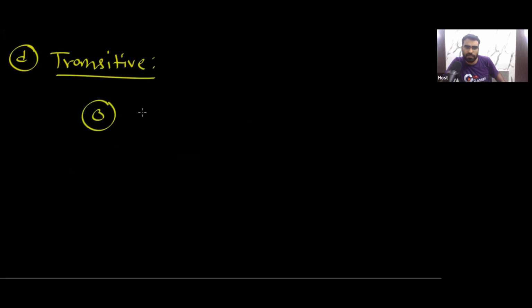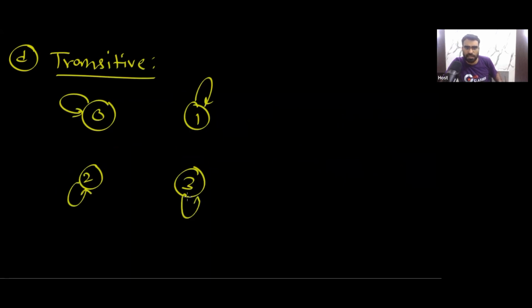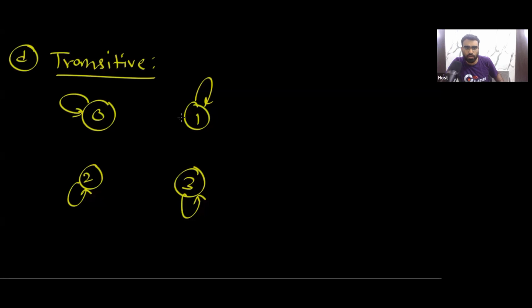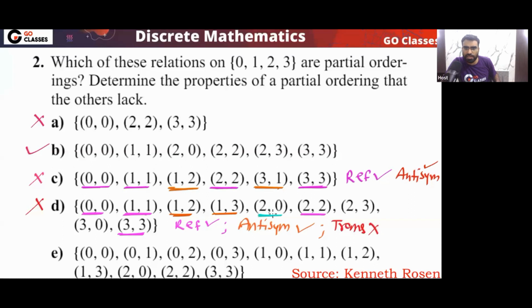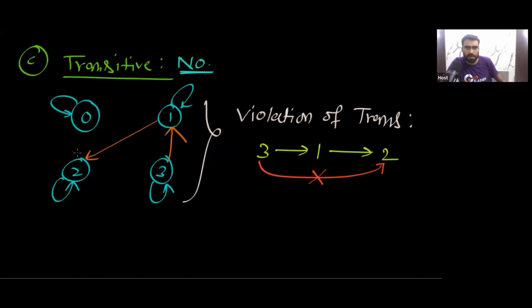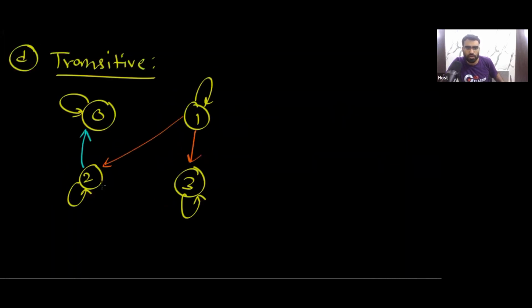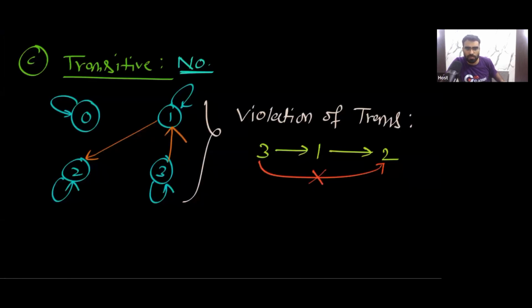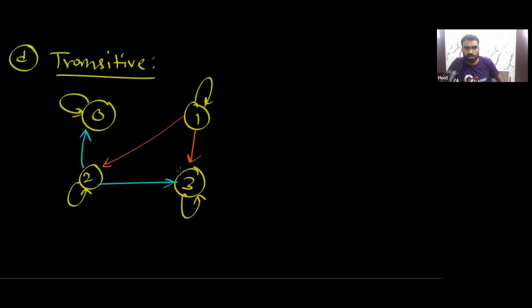Let's again create the graph 0, 1, 2, 3. You can see everyone has a self loop because option D is reflexive. Next, you can see 1 related to 2, 1 related to 3. Next, 2 related to 0, 2 related to 3. And at the end, 3 related to 0.